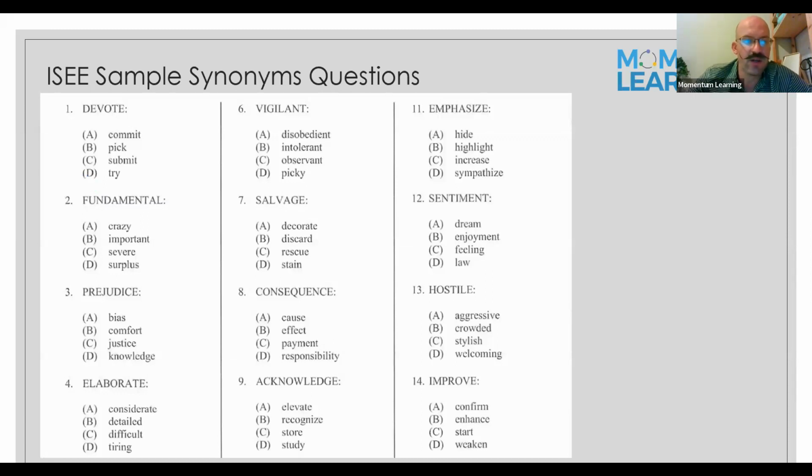So if we look at fundamental, when we think of fundamental, the first two that jump out at me for being wrong are crazy and severe, just glaringly wrong. And so that means that important or surplus, one of those means fundamental. And whenever we think of surplus, we think of extra. And if it's extra, that really doesn't lend itself to being fundamental. So that would be important.